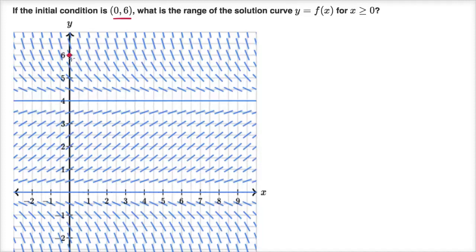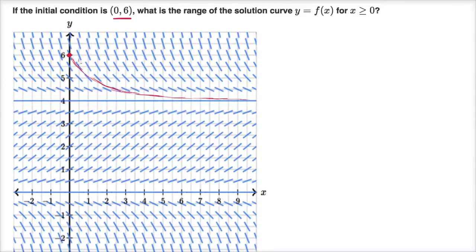And as x increases, you can tell from the slope, okay, y is going to decrease, but it's going to keep decreasing at a slower and slower rate. And it looks like it's asymptoting towards the line y equals 4. So as x gets larger and larger, it's going to get infinitely close to y equals 4, but it's not quite going to get there.